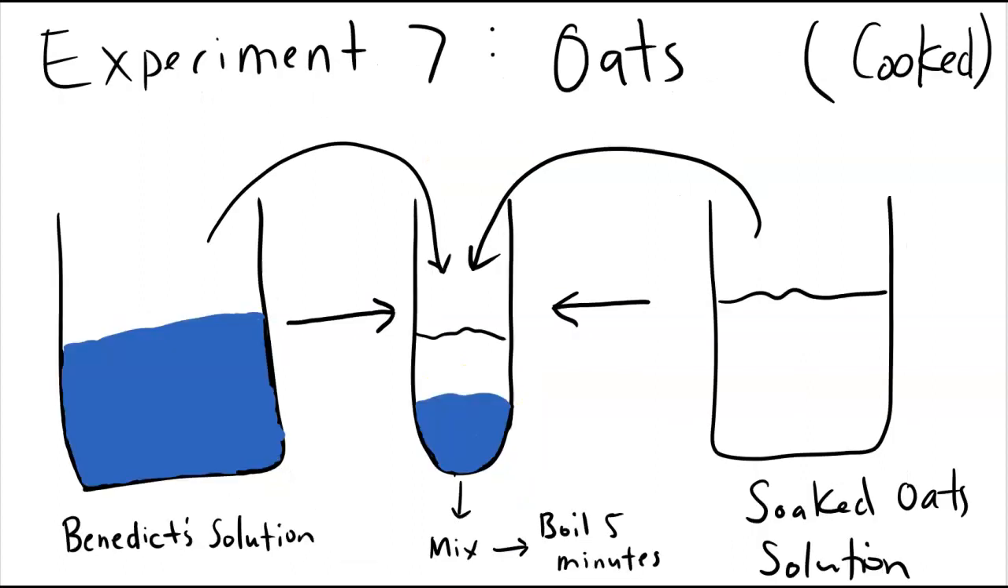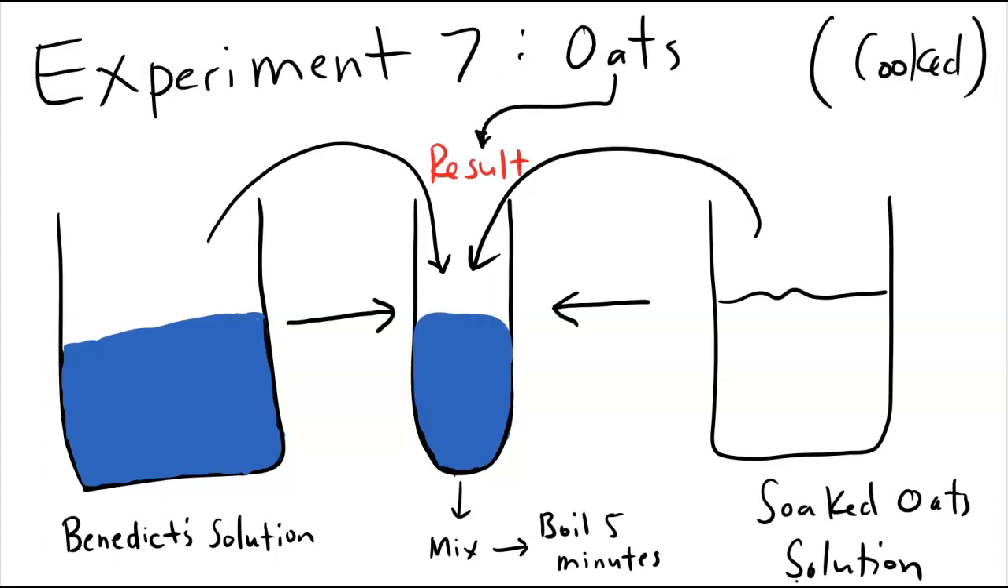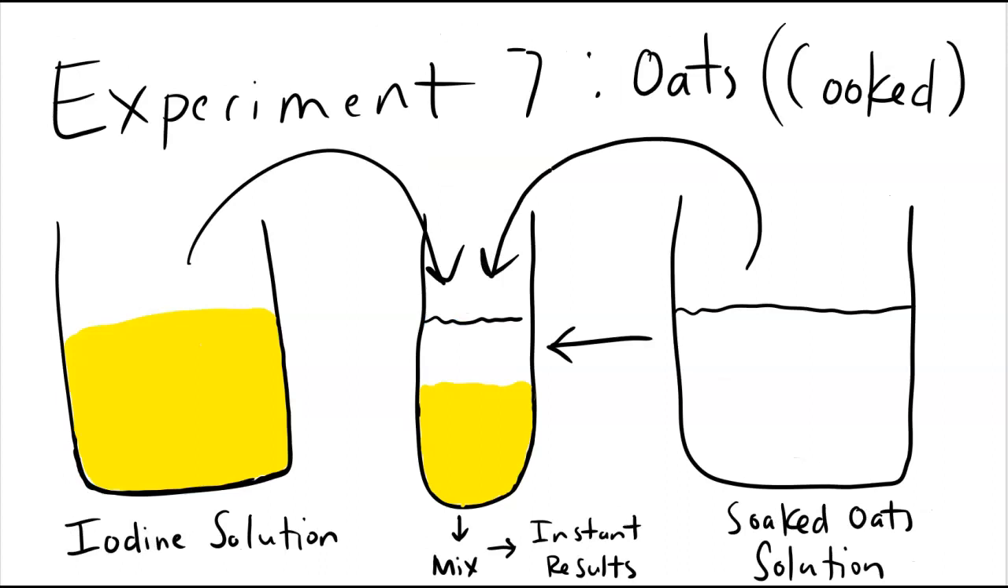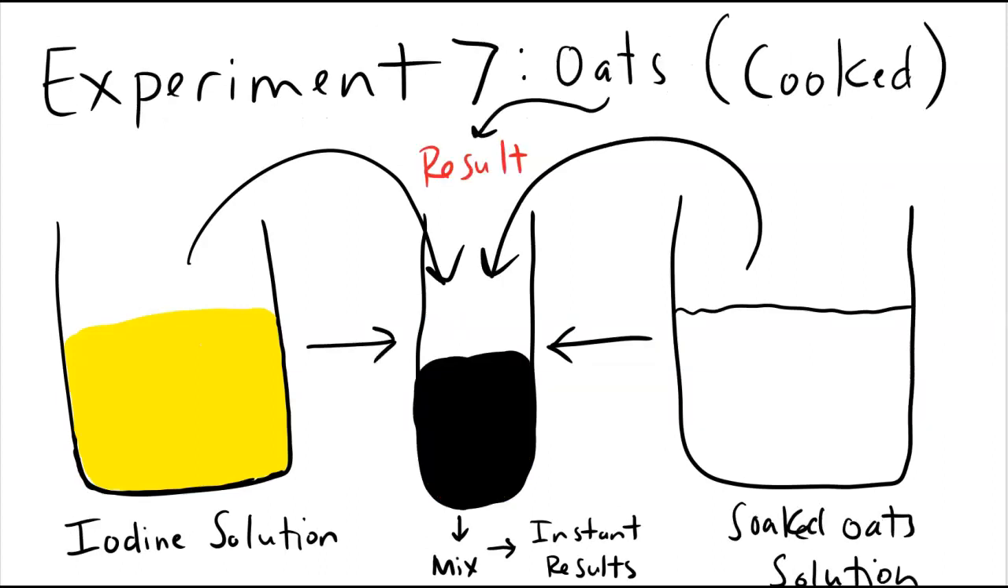Experiment 7 is oats again, but here we've cooked them. So we've boiled the oats in water for a certain time, like you would if you were making oatmeal. And the result of the Benedict's test stays blue, so that's a negative result. We put it through the iodine test, and your result is positive, so you get a positive result for the iodine test with oats that have been cooked.